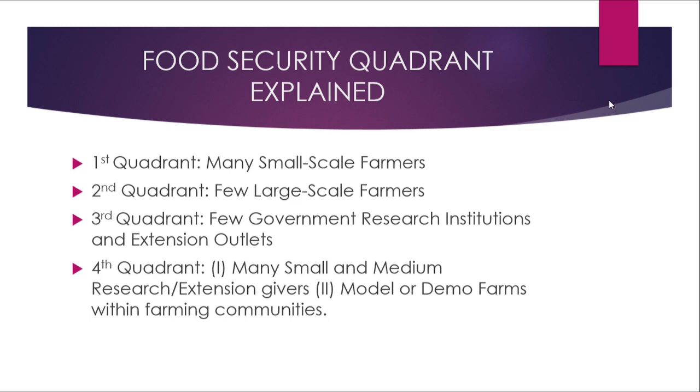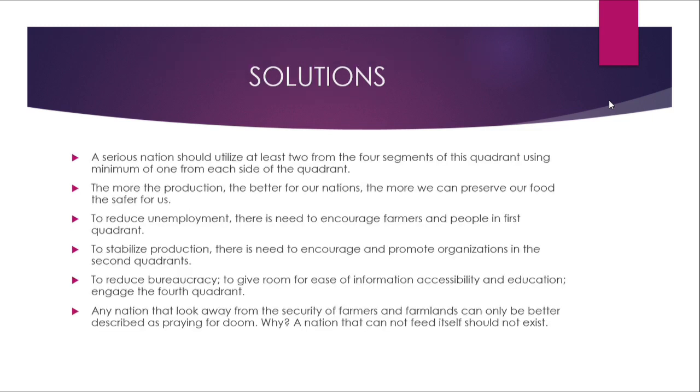That is one. Then second one, there must be model or demo farms within farming communities. If we say we want to feed ourselves as a nation, if we say we want to move forward as a universe, as a globe, every farming community that we know must have model farms, must have demo farms that other farmers can go there and learn, that other farmers can replicate what is happening there in their farm. It must be nearby. It must not be far away. Solutions.